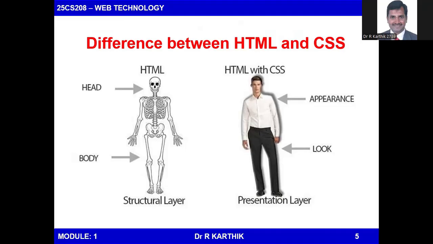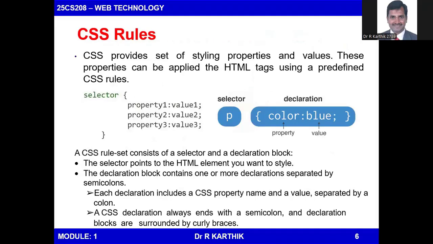Let's see the rules applied in CSS. It consists of a selector and a declaration block. The selector identifies the HTML element to style. So which HTML element we are going to style will be selected with the help of this selector. And the declaration block contains one or more property-value pairs enclosed in curly braces.